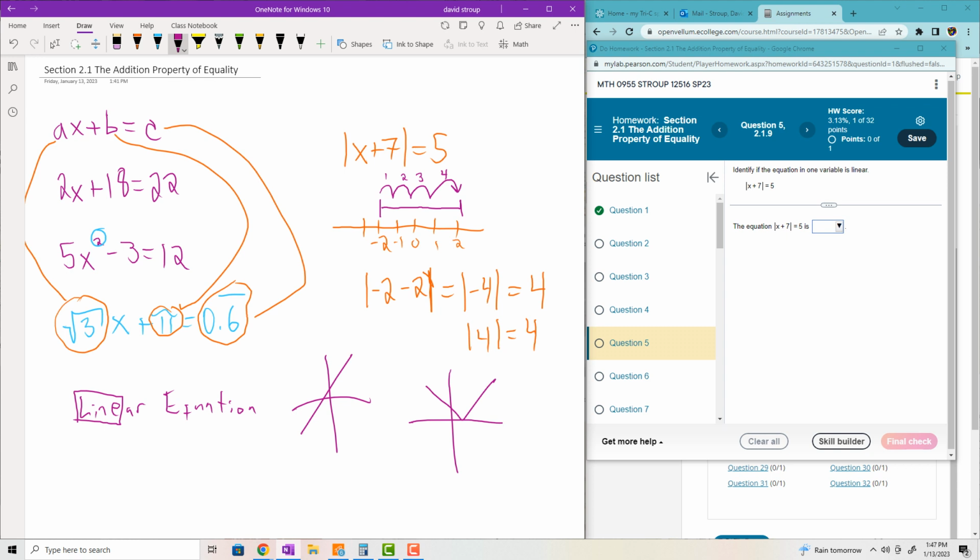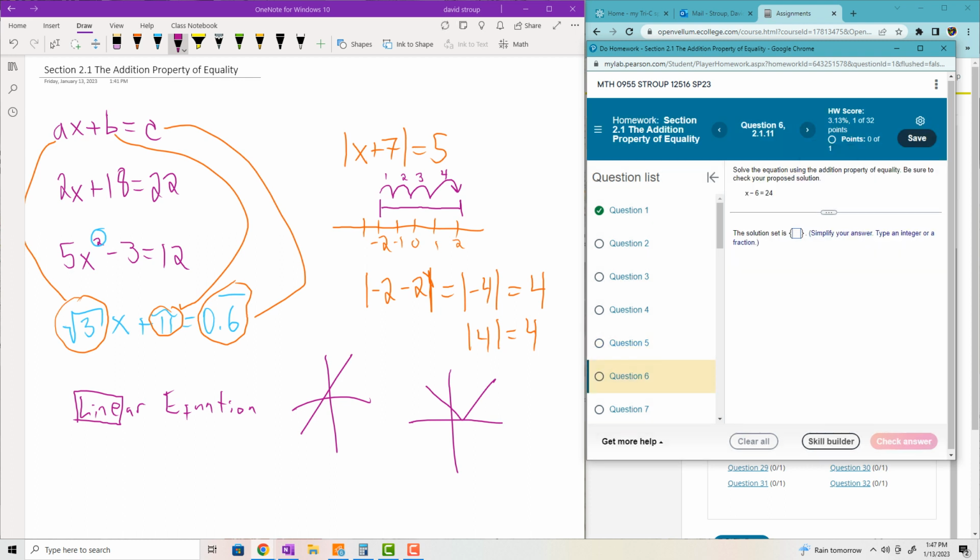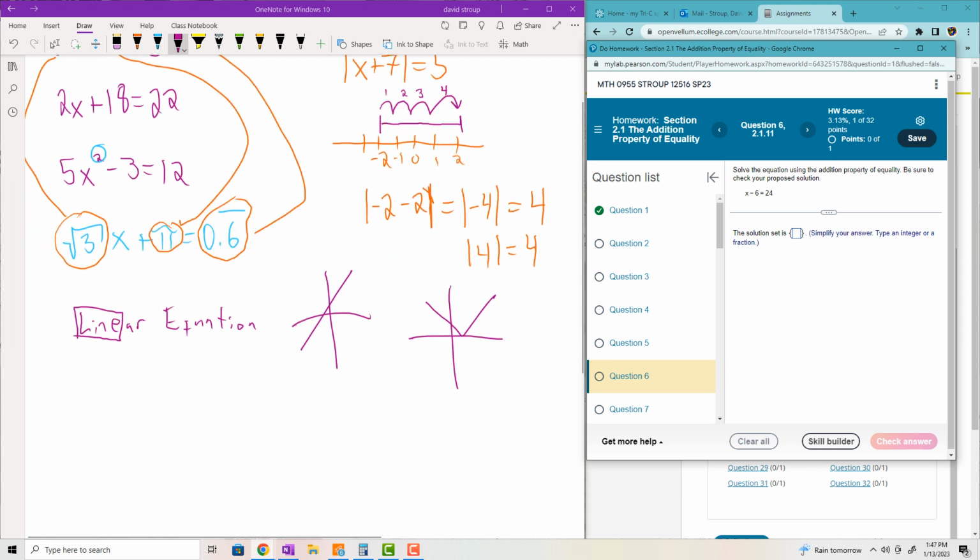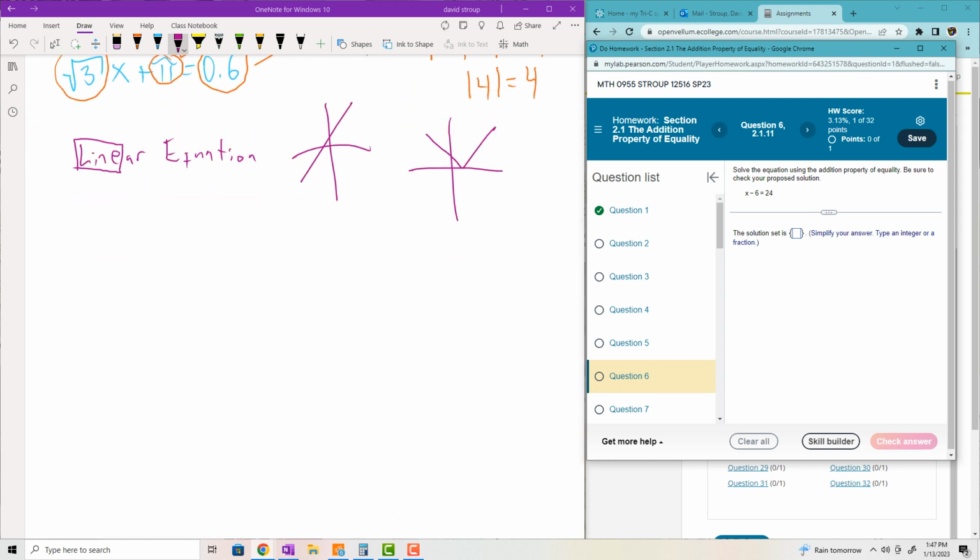So I'm not going to beat you up over this because a lot of this stuff, it's kind of like, well, how do I know it's not linear? I don't even know what it is. But anyways, once you get a little more comfortable with examples of linear equations, we'll put that to the side and forget about it, and then we move on to solving these linear equations using the addition property.